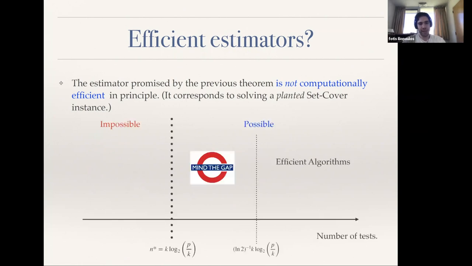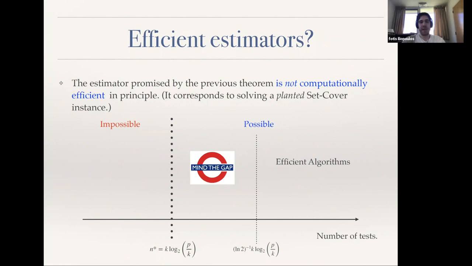And indeed, what researchers have observed is a gap between the number of tests we need in order to be able to information theoretically at least do approximate recovery and the number of tests we need if we want our estimator to be efficient and recover the infected individuals. So in this picture here, there is a gap in which while it is information theoretically possible to find the infected individuals, we don't know of any efficient algorithm to do so.